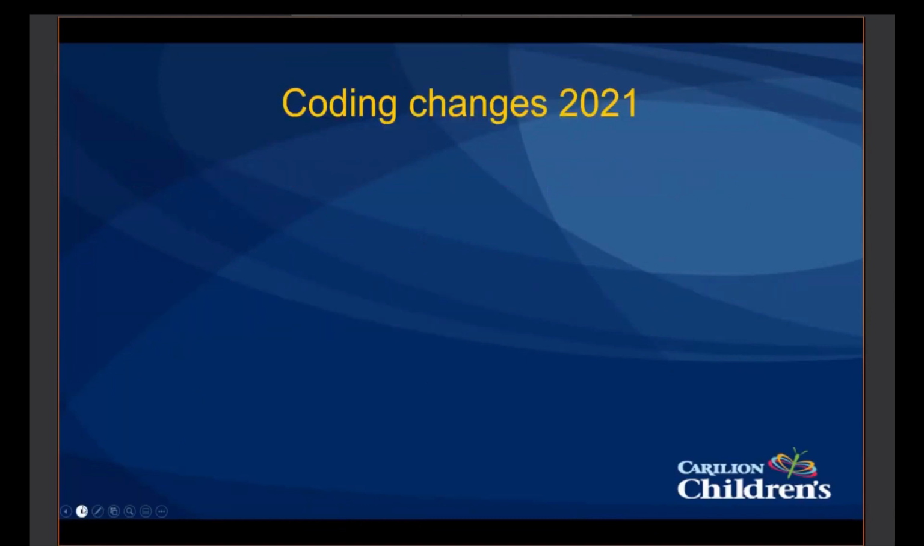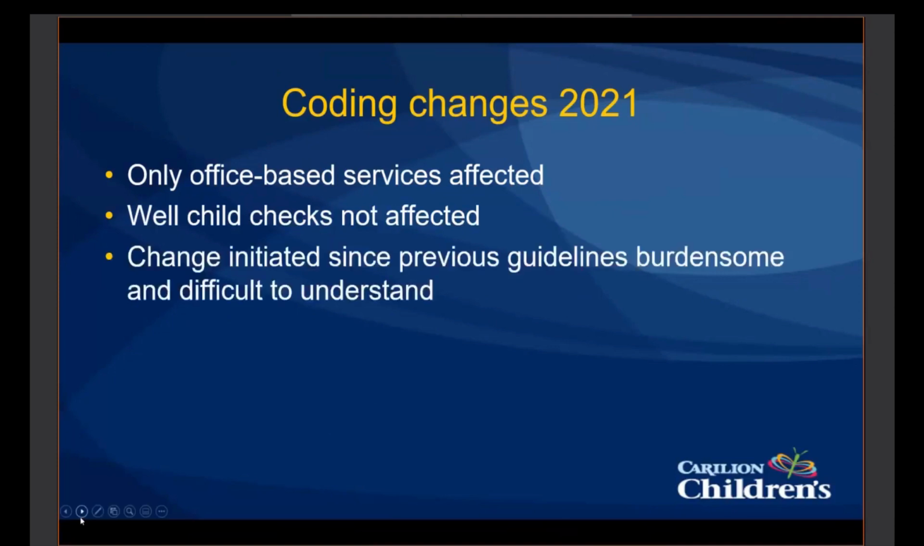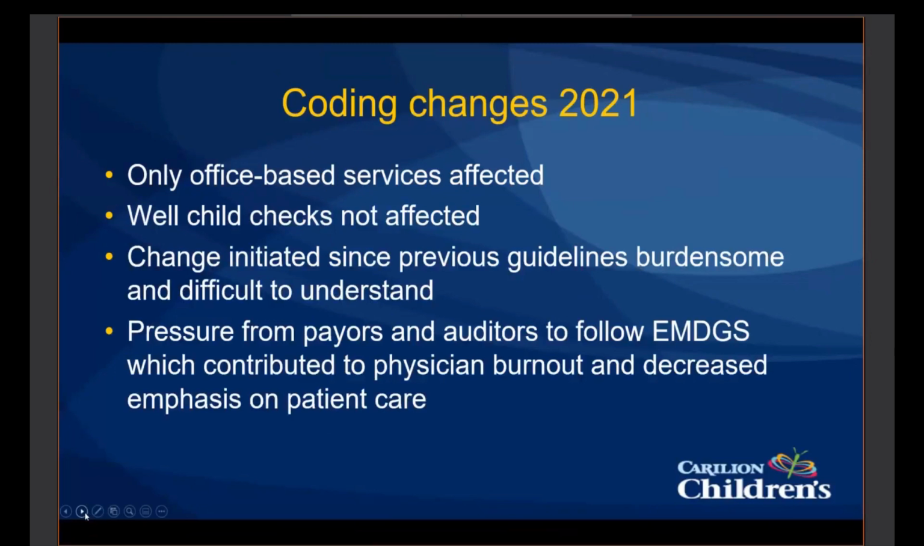So why was this change initiated? Because previously the guidelines were very confusing and burdensome. And then there was pressure from insurance companies and auditors to follow the evaluation and management documentation guidelines from 1997, which contributed to physician burnout and decreased the emphasis on patient care. With electronic health records, it led to note bloat. And now providers get credit for what they do.